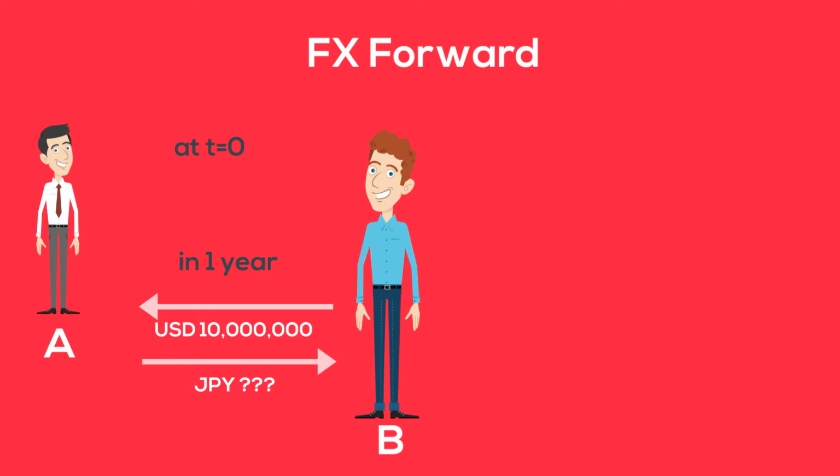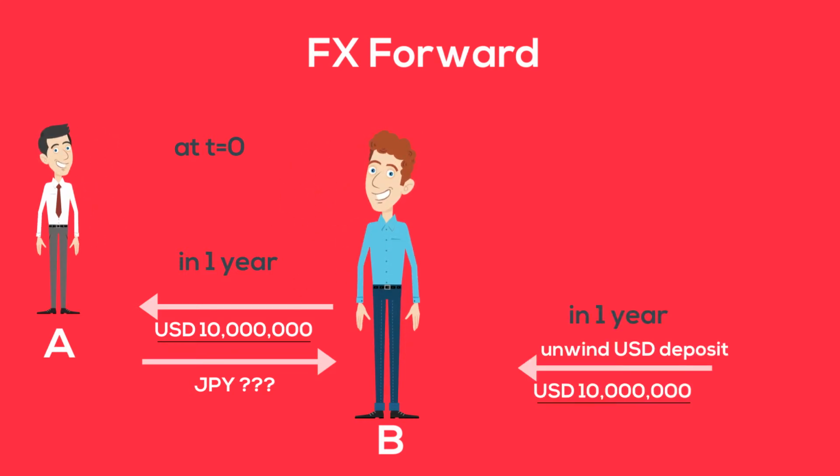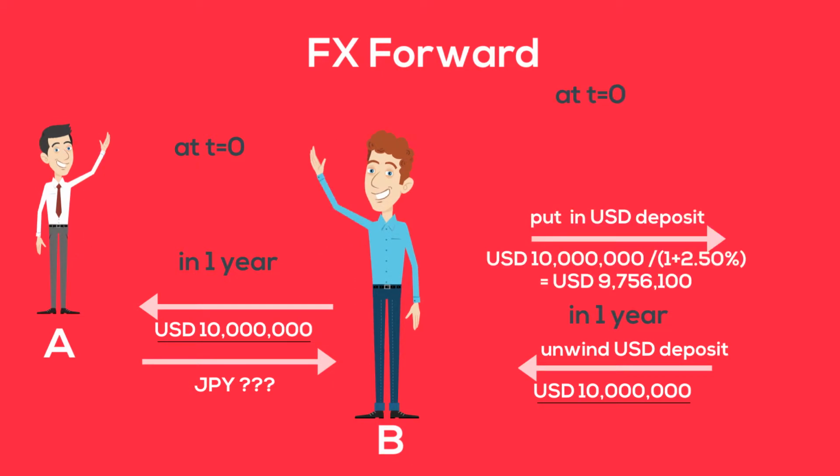So now let's think about what Mr. B should do in order to hedge his position. In 1 year, he will need to give $10 million to Mr. A. So he needs to be sure that in 1 year he will have those $10 million. The best way for Mr. B to be sure that he will get $10 million in 1 year is to get them now and put them in a deposit. It will be a US dollar deposit that will bear US dollar interest rates, let's say 2.5%. So in order to get $10 million back in 1 year, you will need to put a bit less in the deposit, namely 10 million divided by 1 plus 2.5%.